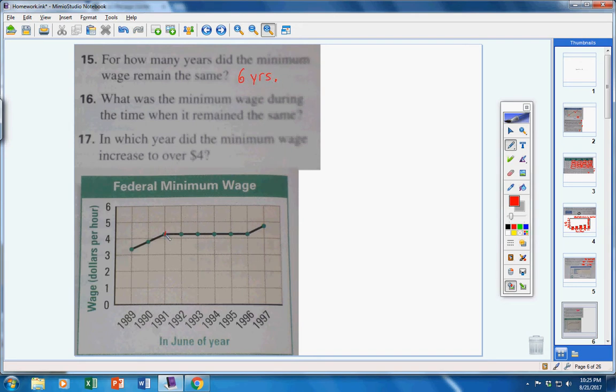But also from here to here is 1 year. From here to here is 2. From here to here is 3. From here to here is 4. From here to here is 5.